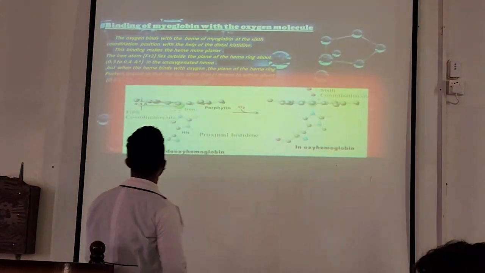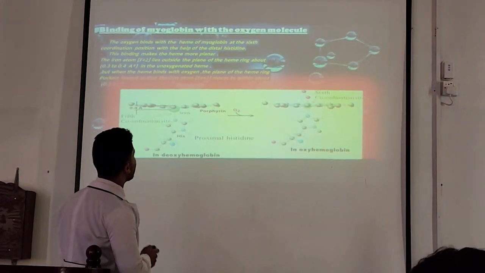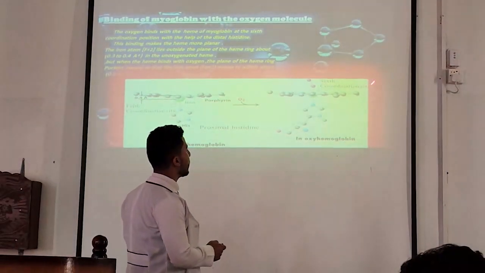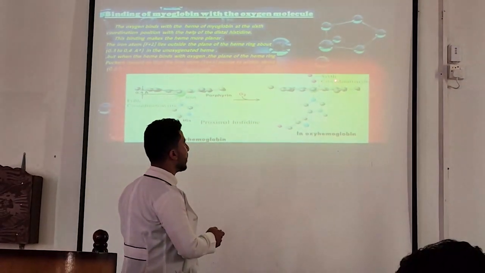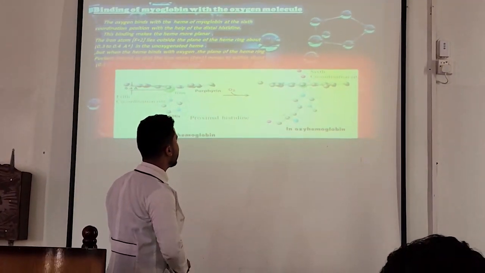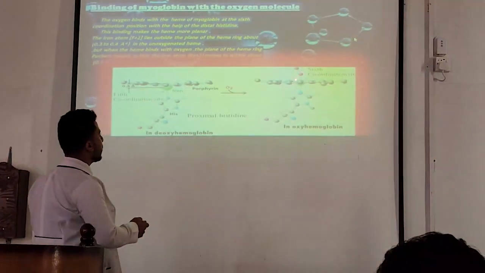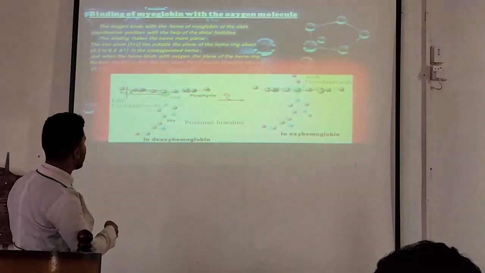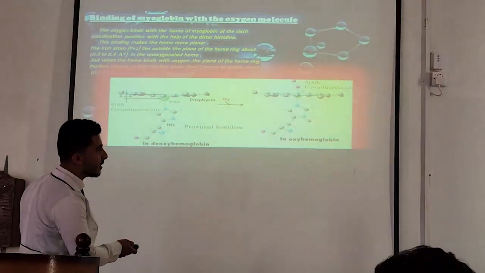Binding of myoglobin with oxygen molecule. We have to know an important thing: the oxygen comes to bind with the safe coordination site of the heme, of the ferrous iron, but there is a change between the oxygenated and deoxygenated heme.